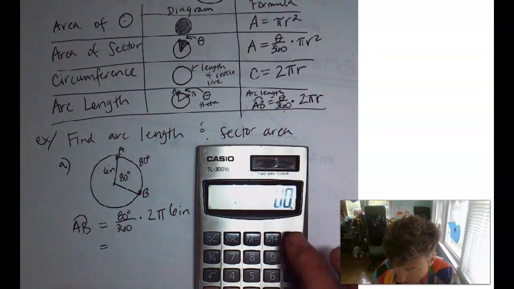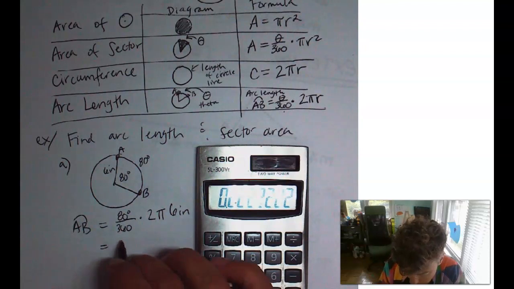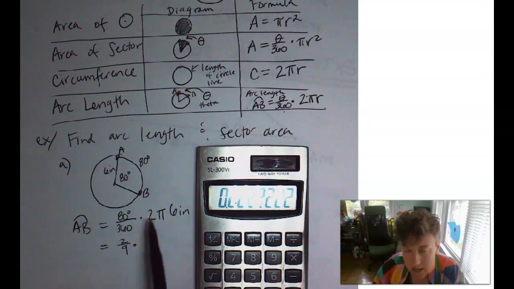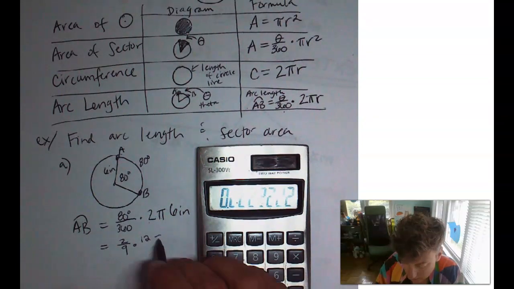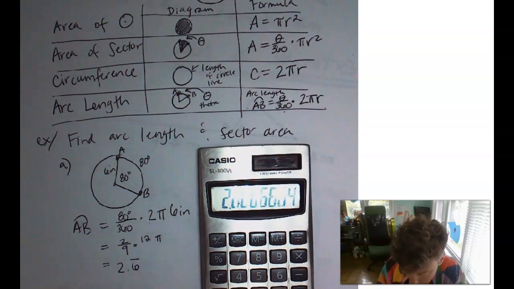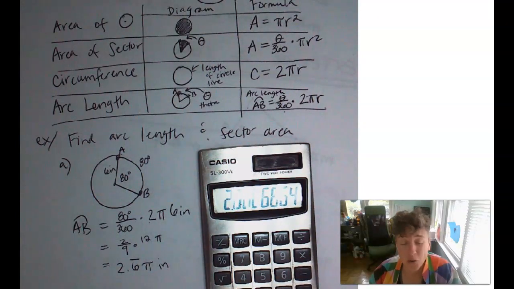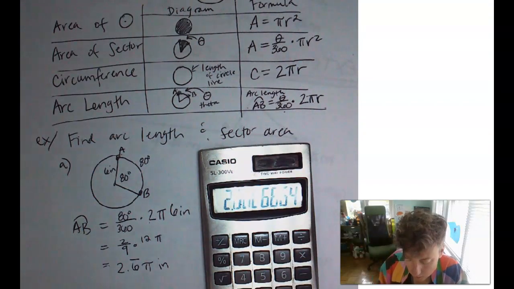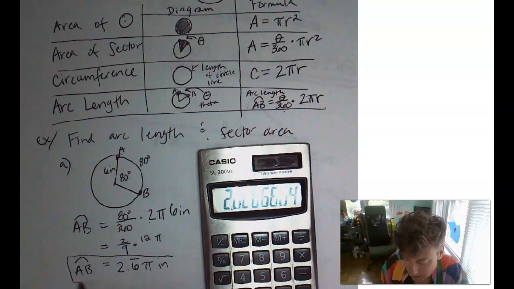80 divided by 360 is 0.22222 repeating, or 2/9. 2/9 times 2 pi times 6. Let's multiply the 2 and the 6 and get 12. 2/9 times 12 is going to give us 2.6 repeating pi inches. And you can actually leave your answer like this. You don't have to type in times 3.14. It's really preferable if you don't. It is a more exact answer if you leave pi in the answer. So, as math magicians, we like to be as exact as possible. That'll be our answer. 2.6 repeating pi inches.